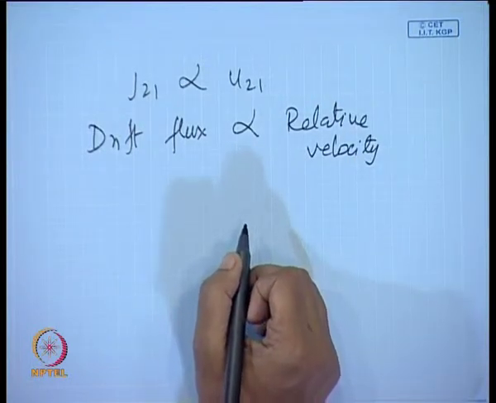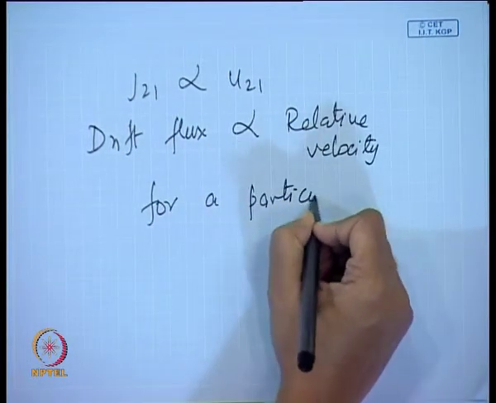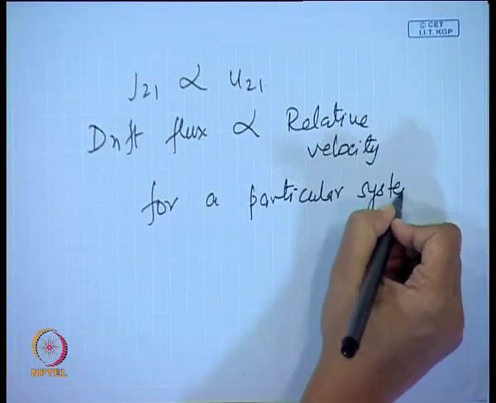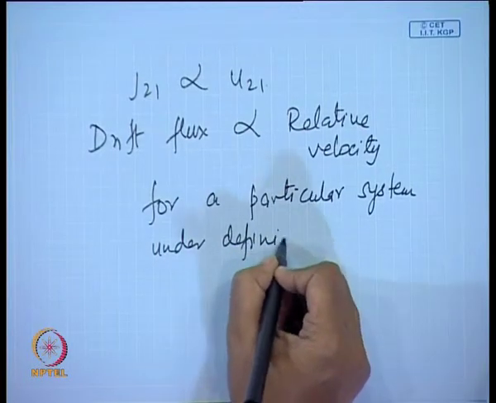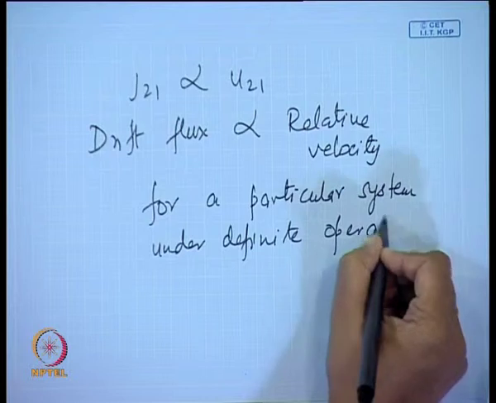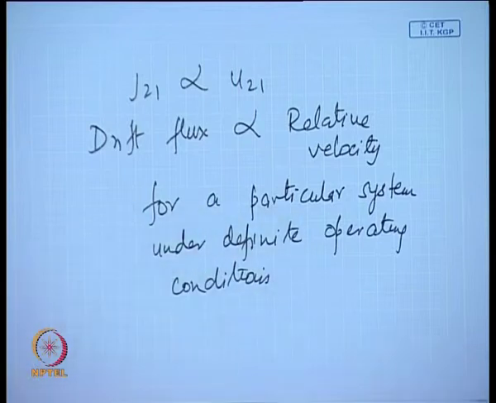That means, we assume alpha to be constant. Okay. So, therefore, this is proportional to a relative velocity for a particular system under definite operating conditions. So, therefore, this thing has to be kept in mind. Drift flux, drift velocity we will be dealing with in greater detail when we do the drift flux model, but this was all and this completes the chapter of nomenclature.